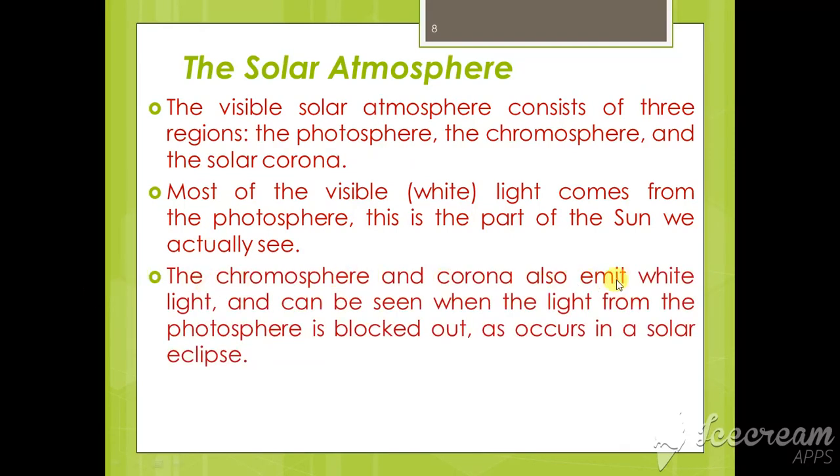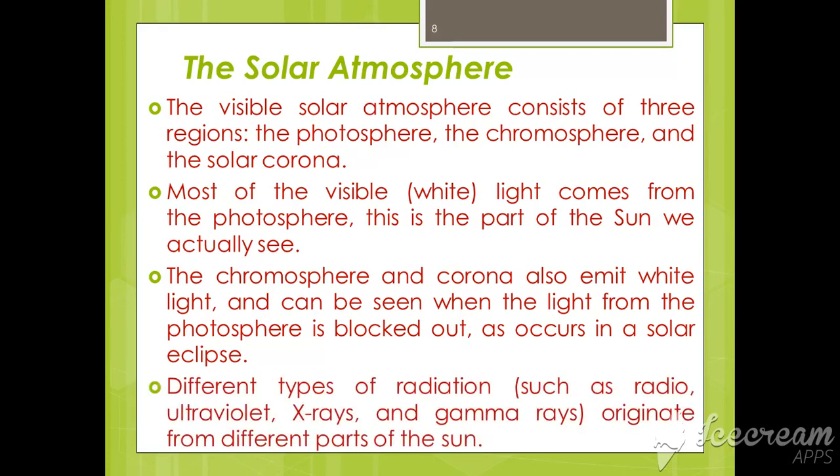The chromosphere and corona also emit white light and can be seen when the light from the photosphere is blocked out, as occurs in the solar eclipse. So actually the photosphere is very bright, so we can see the corona or chromosphere part only when there is a solar eclipse. When the photosphere is blocked out, then we can see the chromosphere and the corona. Different types of radiation such as radio, ultraviolet, X-ray and gamma rays originate from different parts of the sun. I will discuss in detail.